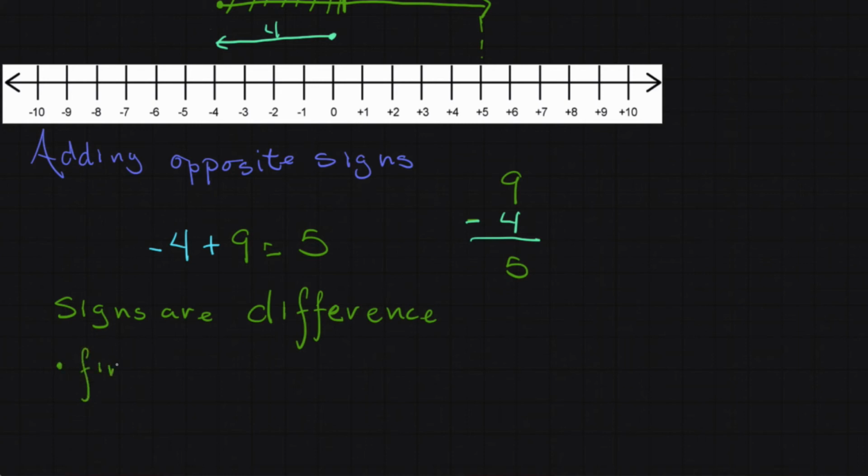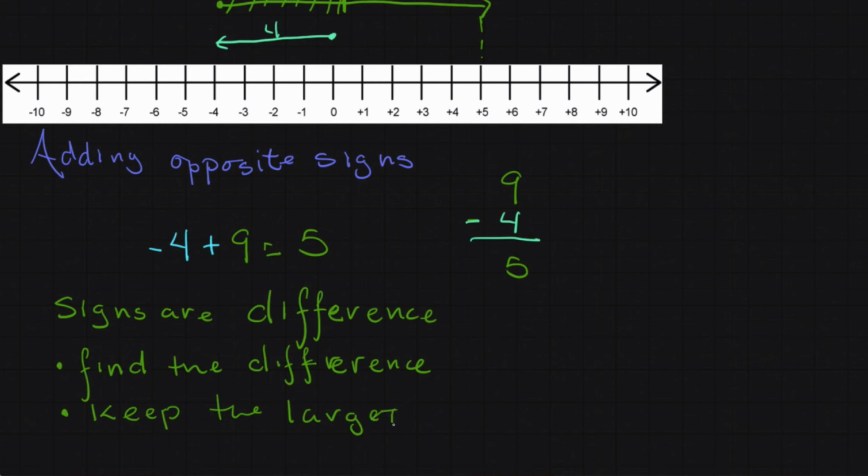Now this is counterintuitive because you're adding, right? And then all of a sudden you have to subtract. Don't think of it as subtraction. Think of it as finding the difference. And there's a little mnemonic there. When the signs are different, find the difference. And then what we're going to do is keep the larger sign. And what I mean by the larger sign is the larger magnitude, right?